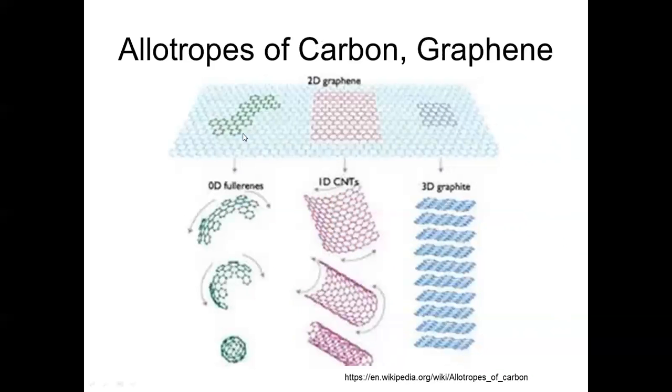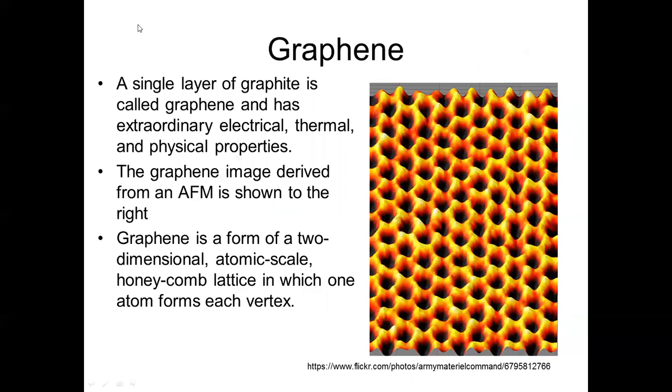So we can see that we get 2-dimensional sheets. If we fold this portion of a graphene sheet into a ball, then we get a fullerene. If we take this portion of the sheet and fold it into a tube, we get a single wall nanotube. And if we stack these sheets, we get 3D graphite. Graphene, a single layer of graphite, has extraordinary electrical, thermal, and physical properties. The graphene image derived from an AFM is shown to the right. Graphene is formed as a 2-dimensional atomic scale honeycomb lattice, in which each atom forms a vertex.